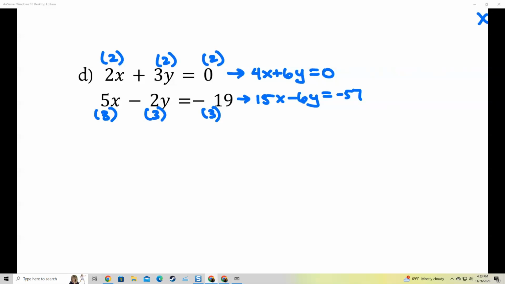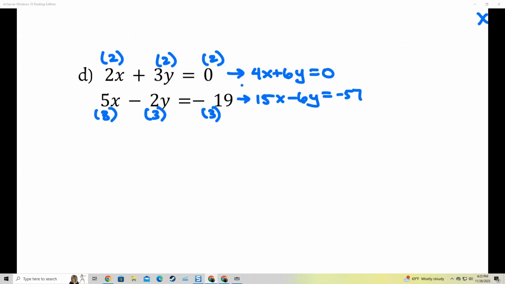Why did I do that? Well, because look what happens now. I have a positive 6y and a negative 6y, and these are going to cancel out. By the way, that wasn't the only option. I could have actually multiplied this one by 5 to get 10, and multiplied this one by negative 2 to get negative 10. So there's more than one way you could do this problem. It's just whatever number you see I think is a little bit easier, you're going to go with that one, okay?